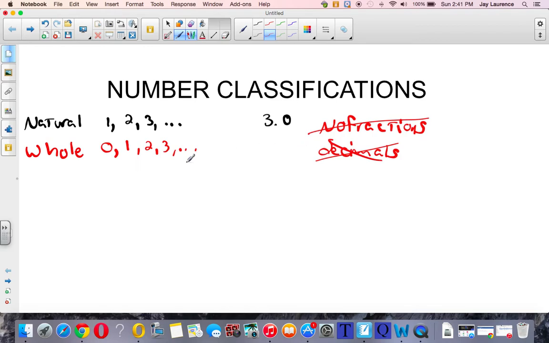Now I know your definition, the kid definition of a whole number is a number that doesn't have a fraction or decimal, but that's not what a whole number is. Whole numbers also don't include negatives. There are no negatives in either the whole numbers or the natural numbers. You see, the natural numbers go 1, 2, 3, on forever. The whole numbers go 0, 1, 2, 3, on forever. No fractions, no decimals, no negatives.